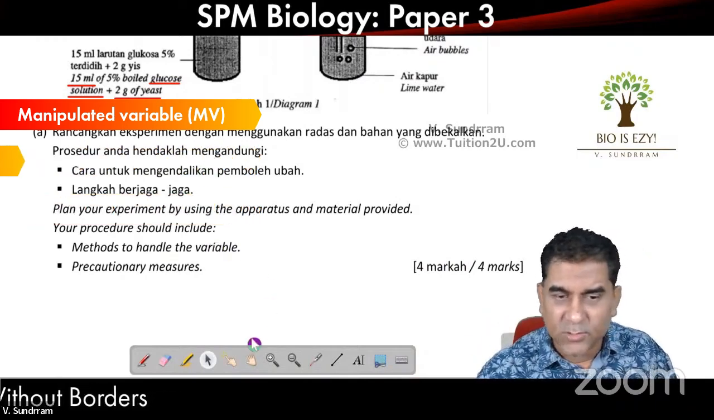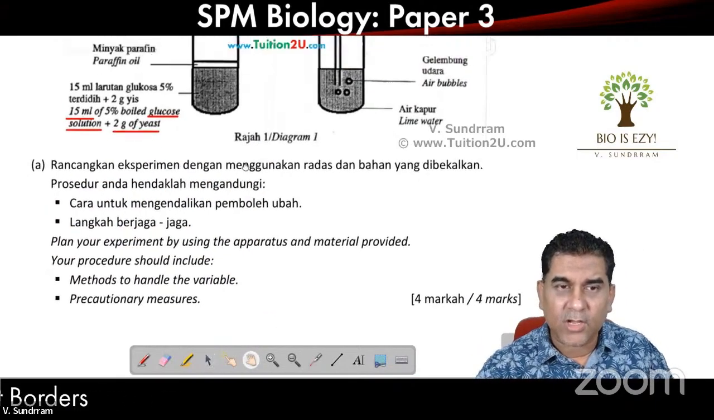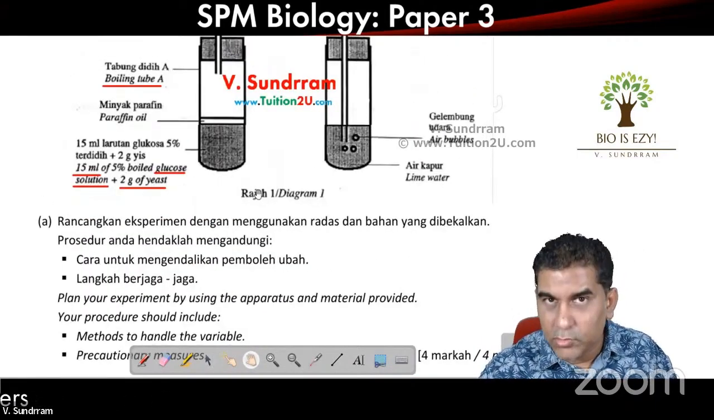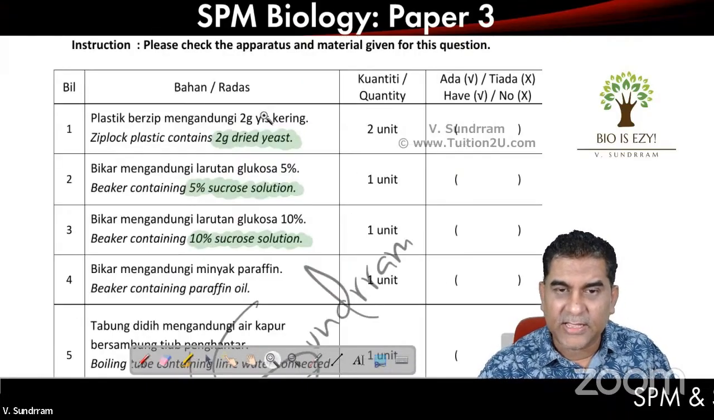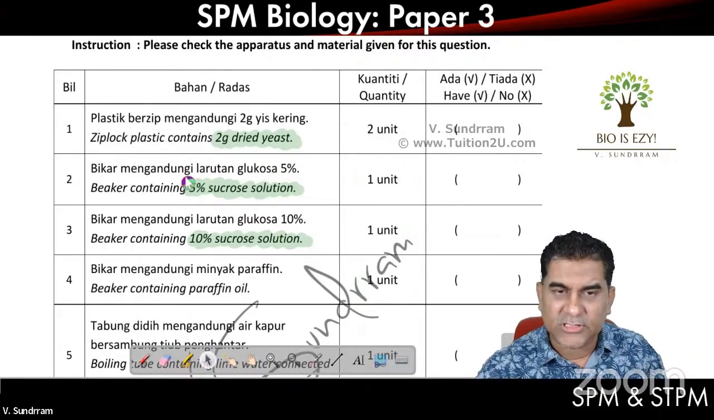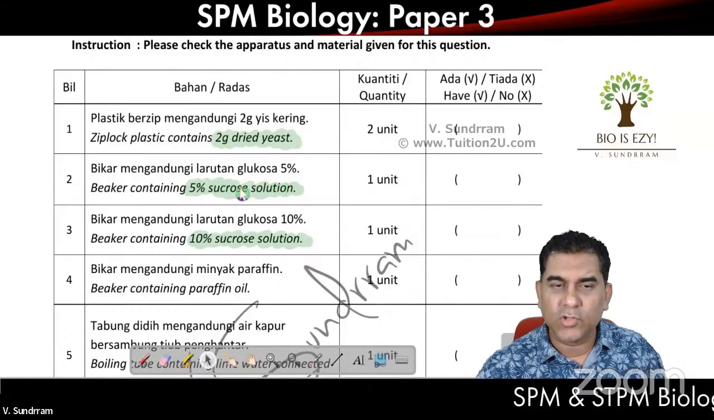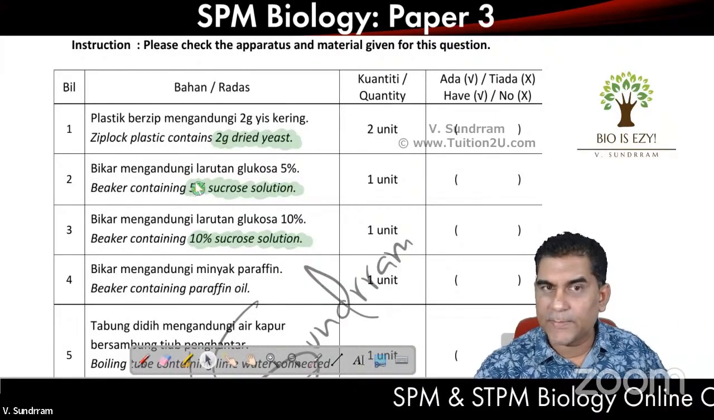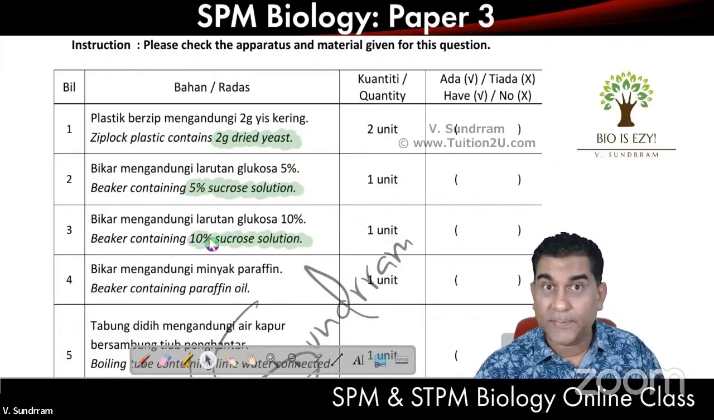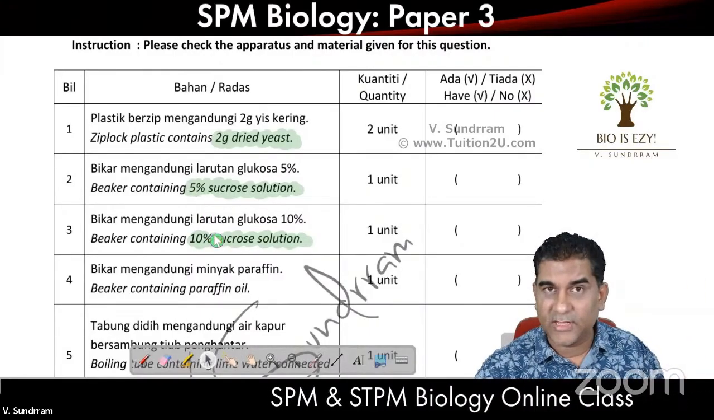So let's look at this question. Based on the diagram and also based on the list that we have here, we understand that in both experiments, we are going to change the sucrose solution percentage. First experiment, we use 5%. Second experiment, we use 10%. That is the manipulative variable.